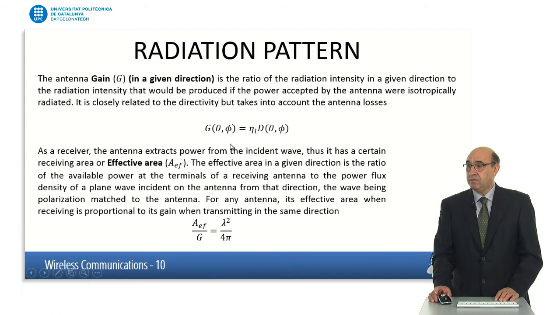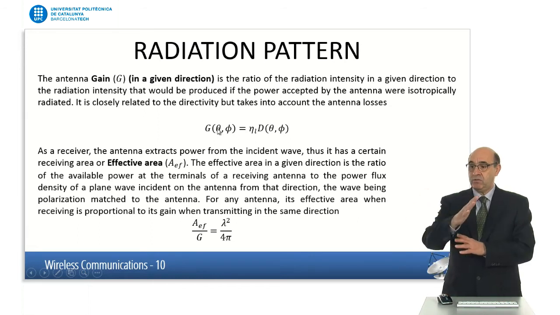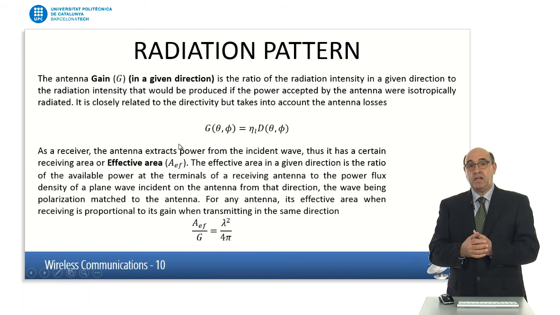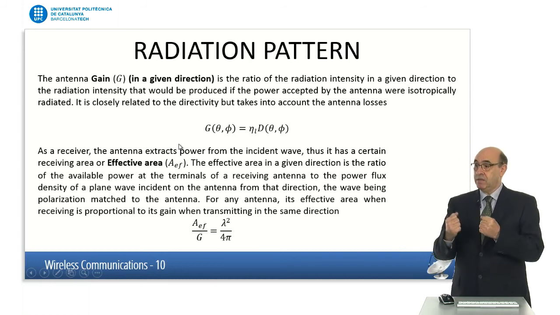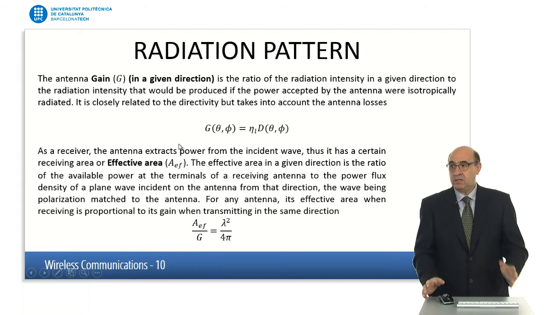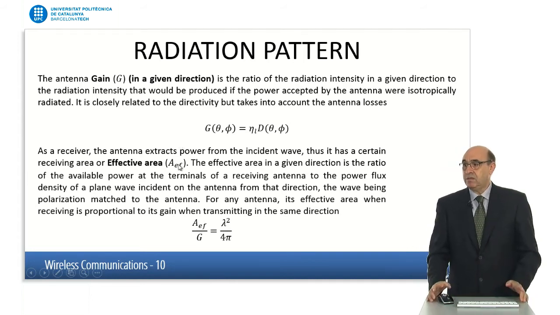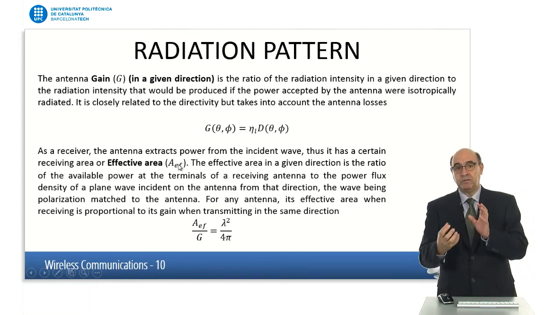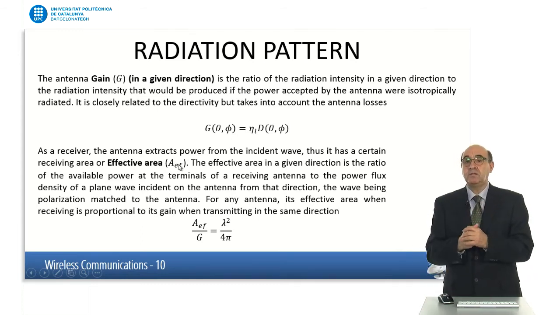So we normally talk about gain, and we put here angles to tell you that this value changes with direction for a given antenna. This is for the antenna that is transmitting. But if we now have an antenna that is receiving, then we have to define another parameter. And this is the effective area. Effective area is the parameter that tells you how much power you are taking from the incident wave.